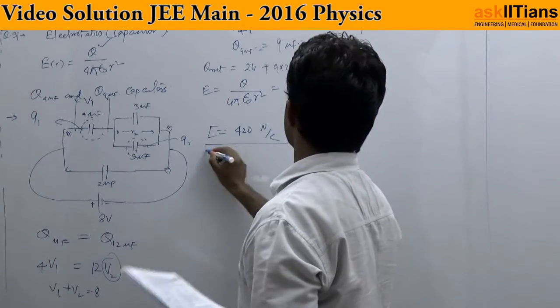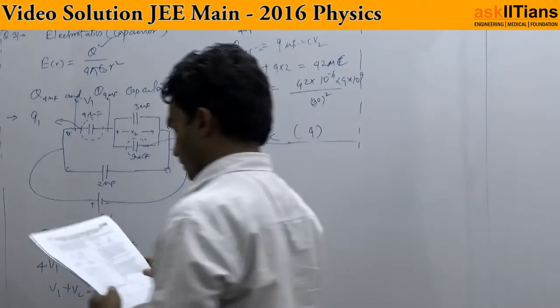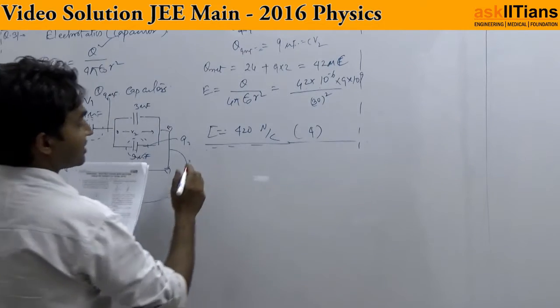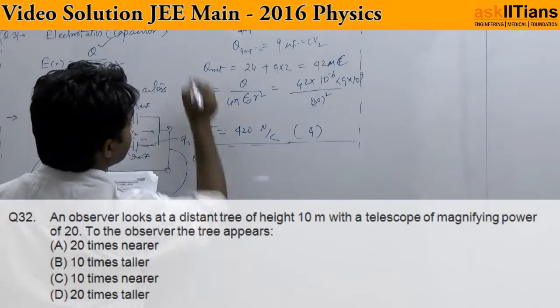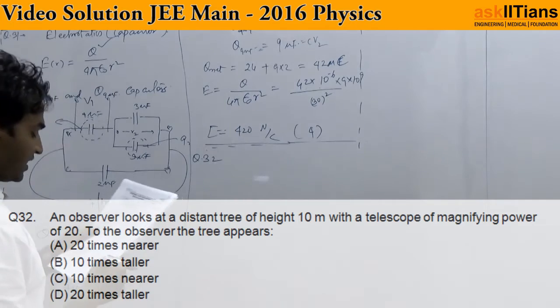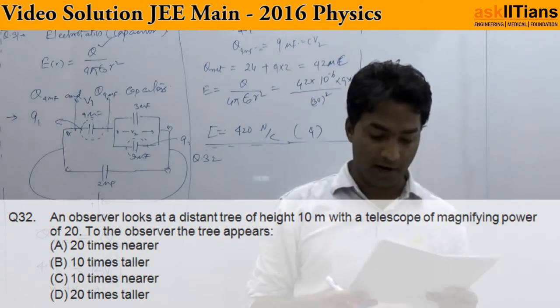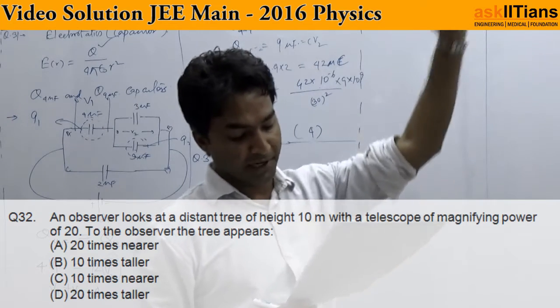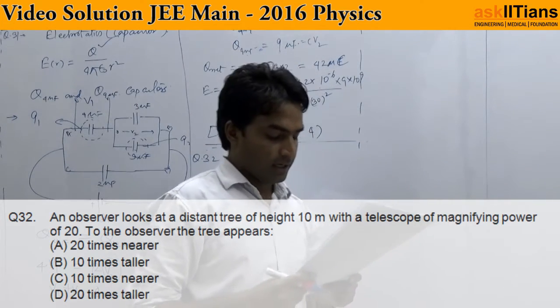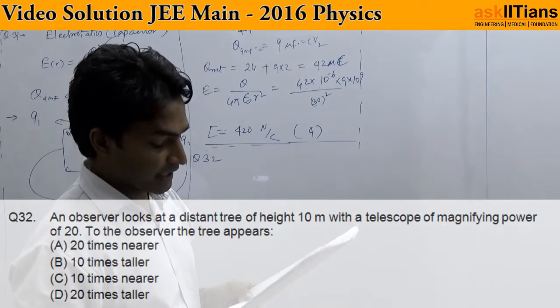Now, after this, we would like to start a new one, question 32. In question 32, we are given an observer looking at a distant tree of height 10 meter with a telescope of magnifying power 20. To the observer, the tree appears.